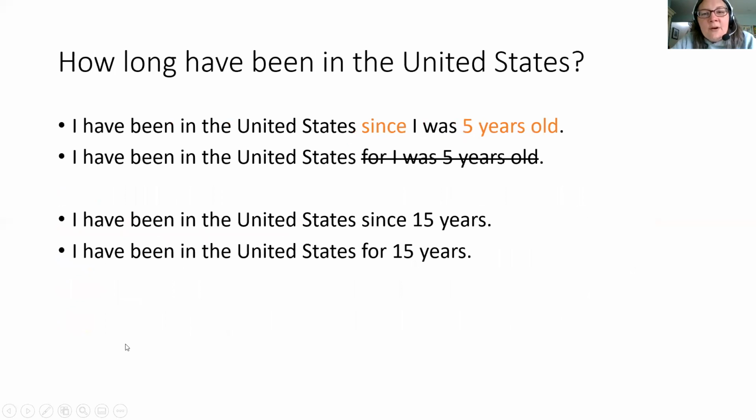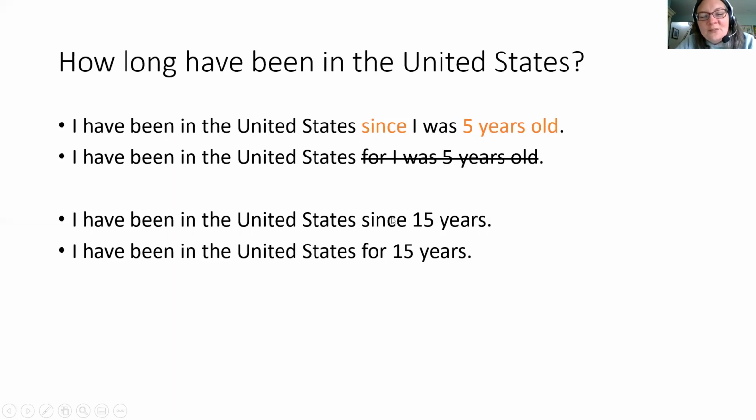So let's take a look at our question again. This was the very first question that I asked. How long have you been in the United States? All right. So your answer could be, I have been in the United States. Now, would you say since I was 5 years old or for I was 5 years old? Right. So you know now because we're talking about a specific point in time. 5 years old, that was a specific year, right? A specific point in time. So we need since specific, since specific. Okay, keep that in your brain, since specific.